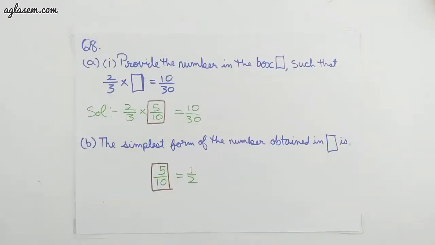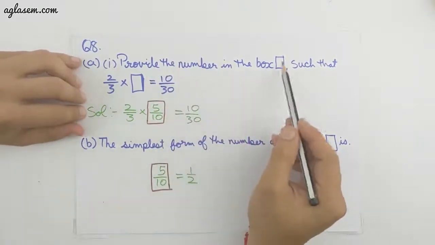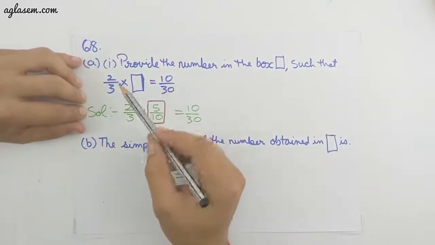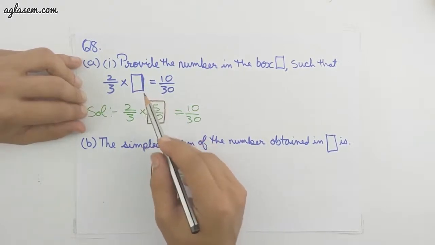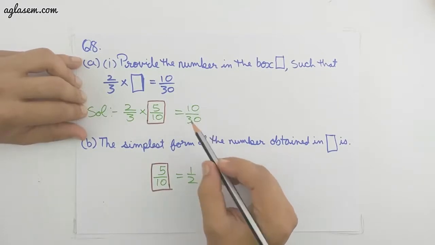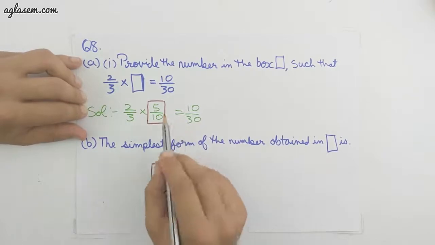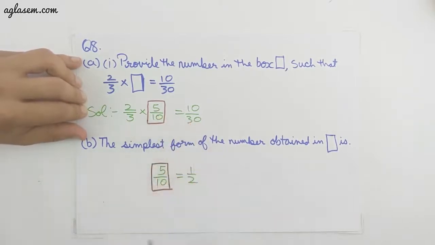Moving to the last question of this exercise, which is question number 8. This is a fill in the blanks. In this we have to find what will go in this box. Provide the number in the box such that the equation will be solved. So 2 by 5 will be multiplied by which number or which fraction so that we can get the answer 10 by 30. So 5 twos are 10 and 10 threes are 30. So 5 by 10 is the answer which will come here.